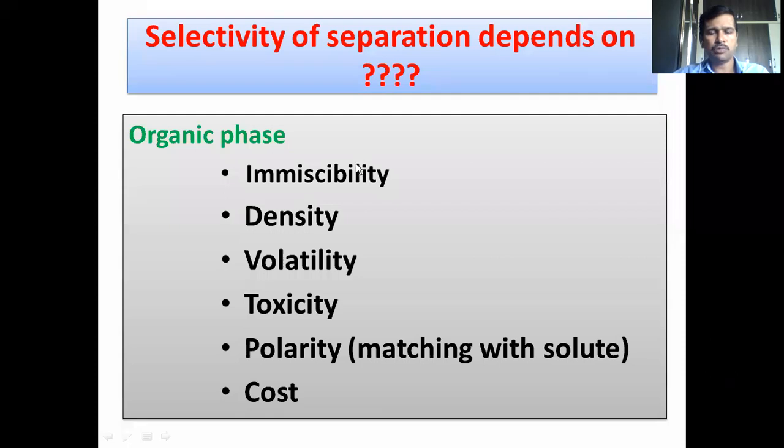So this is all about the properties of the aqueous solvent and the organic solvents we will use. It is very important to understand what kind of aqueous solvent and what kind of organic solvent we have to use, in order to increase the selectivity of extraction, and thereby the extraction efficiency can be enhanced. So thank you very much.